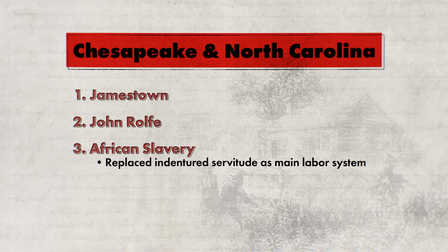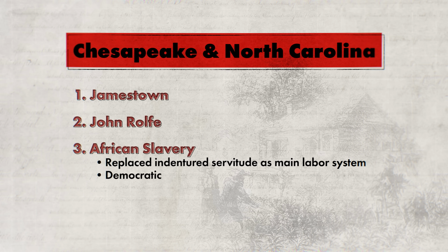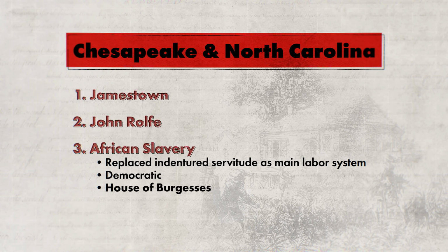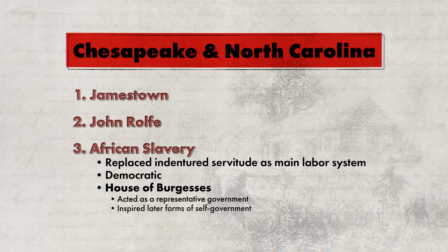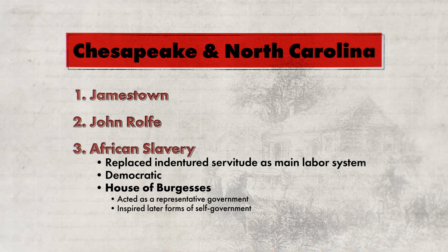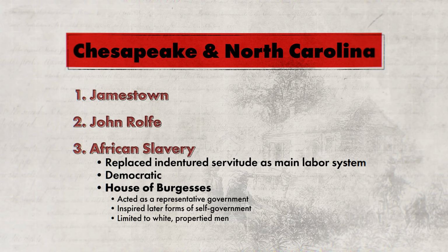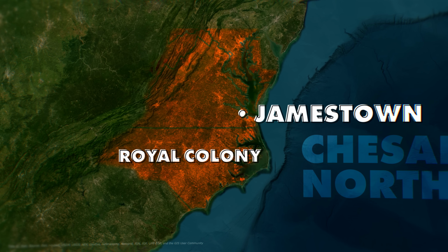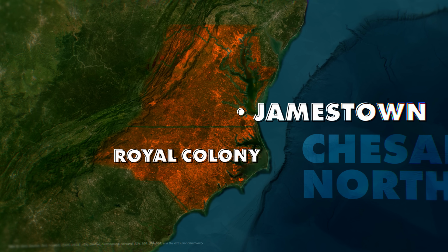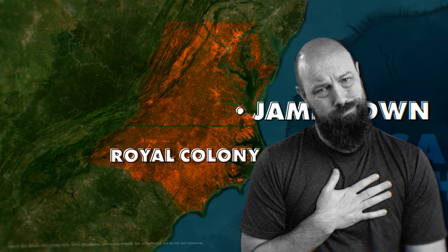And as for governance, again, it was unusually democratic for the time period. Here they established the House of Burgesses, which acted as a representative government, and this body would inspire later forms of self-government in the colonies as well, even though participation was restricted to propertied white men. Now, North Carolina was established as a royal colony in 1712, but for our purposes, most of what I said about Virginia can also be applied to this colony as well, so I'll save your brain the effort.